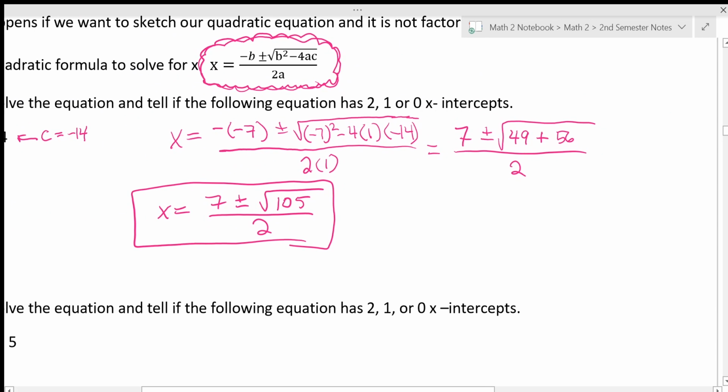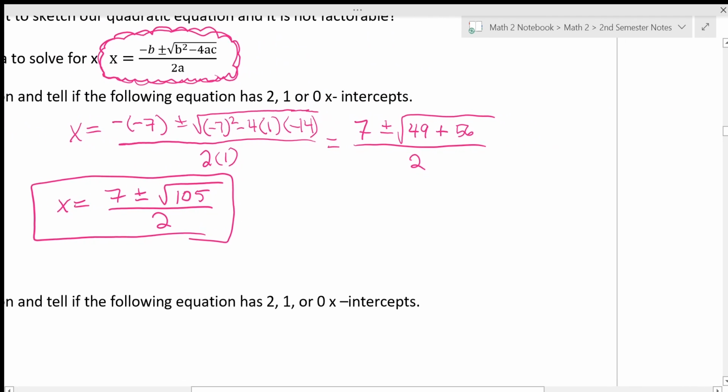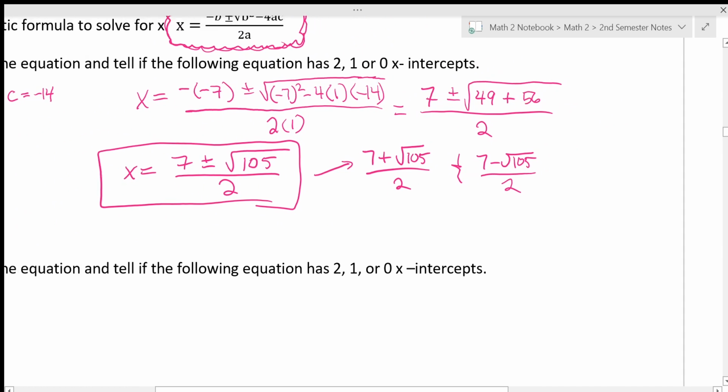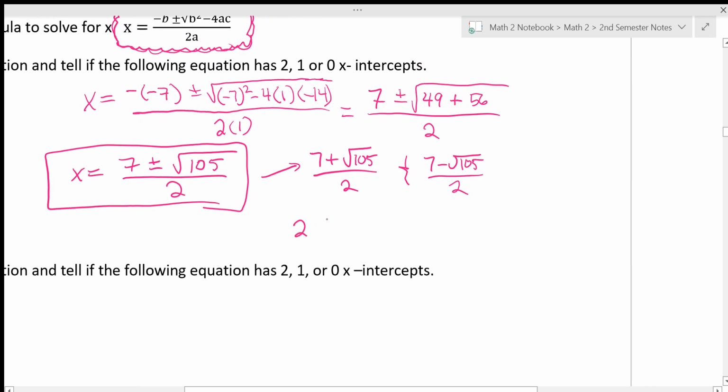As funky as that looks, that is x equals, and then we have two different x-intercepts there. We have 7 plus the square root of 105 over 2, and we have 7 minus the square root of 105 over 2. So two different answers, two x-intercepts. Tell if the following equation has 2, 1, or 0. This has two x-intercepts.